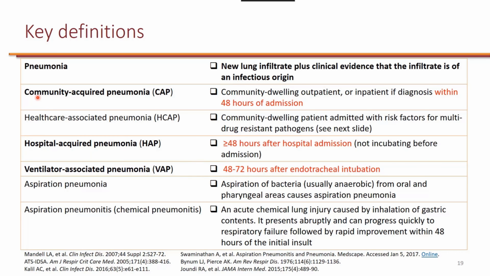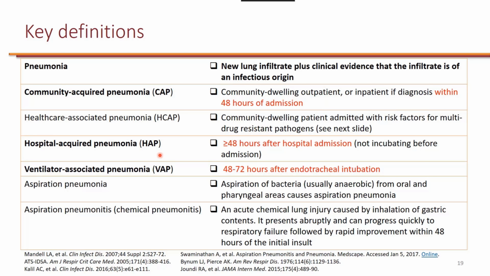Now, by definition, community-acquired pneumonia is pneumonia that occurs outside of the hospital. Even if a patient gets hospitalized and the pneumonia develops within the first 48 hours of hospitalization, it is considered community-acquired pneumonia. And that's because there's an incubation time. For bacteria to grow and cause actual infection, it typically takes some time. So if pneumonia develops within the first 48 hours of hospitalization, that means these bacteria have already been growing. So the origin of these bacteria is from the community, not from the hospital.